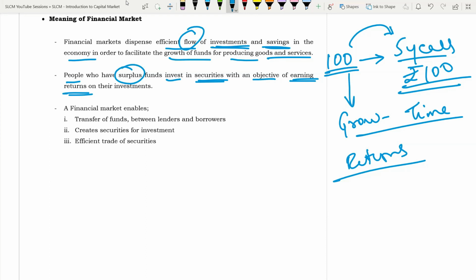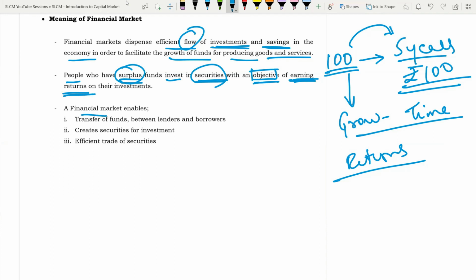Similarly, the people who have surplus money, if they're investing in the financial market in the form of securities, that is in the securities market, they will always invest with the main objective of earning returns. And there are returns which can be of multiple forms, which we are going to focus on in the upcoming time.